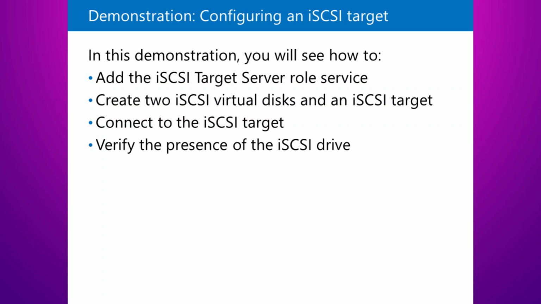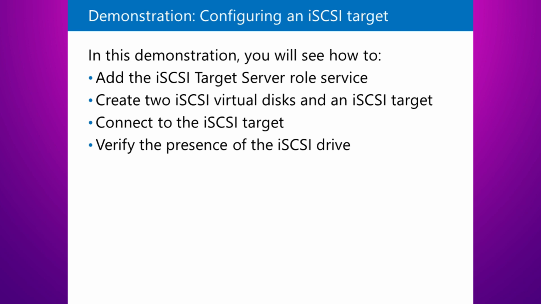In this demonstration, you will see how to add the iSCSI target server role service. Create two iSCSI virtual disks and an iSCSI target. Connect to the iSCSI target. Verify the presence of the iSCSI drive. Demonstration steps. Add the iSCSI target server role service. On LONDC1, use Server Manager to add the iSCSI target server role service in File and Storage Services.